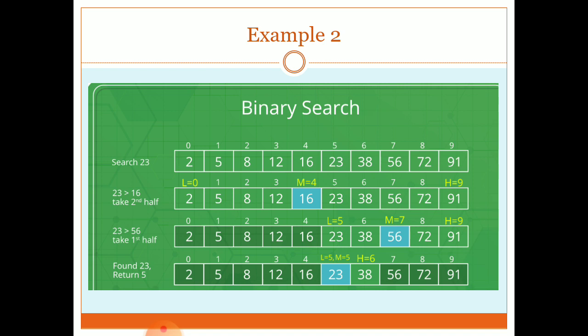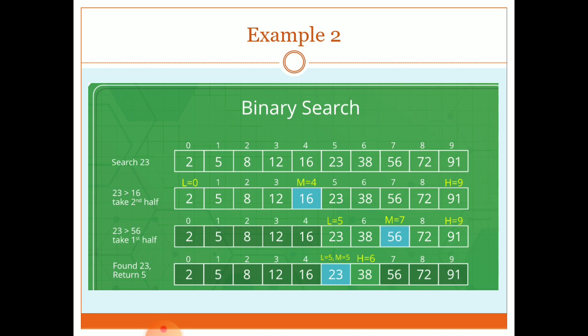Now I compare 16 with 23. 23 is greater than 16. So I just want to check the right hand side part. I remove the tag beginning from the first position, that is the 0th position, and shift it over to the 5th positional element. So now the 5th positional element, that is L equals 5, is my beginning, and the end position is the same, that is H equals 9, or you can say end equals 9.